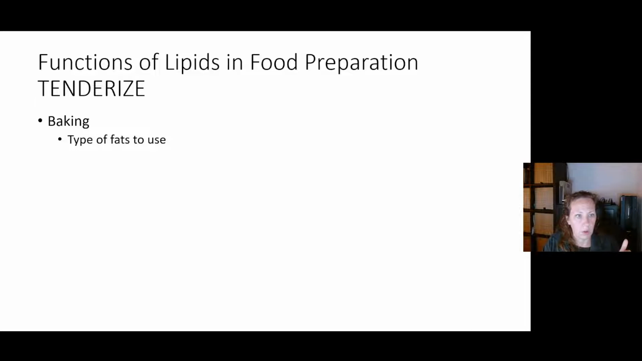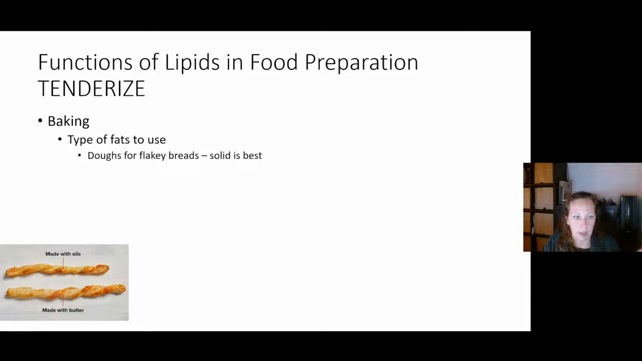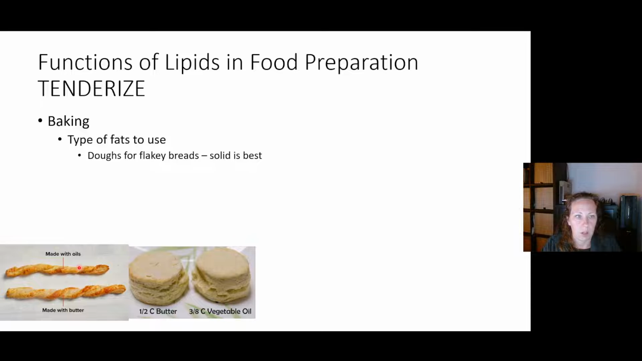Okay, so when do we use what type of fat? For doughs for flaky breads, we're going to use solid fat to have that best flake. So here's a little example. This is a puff pastry that is just twisted and made with oils versus made with butter, right? Big difference there. Okay, this is biscuits where you would cut in your butter.